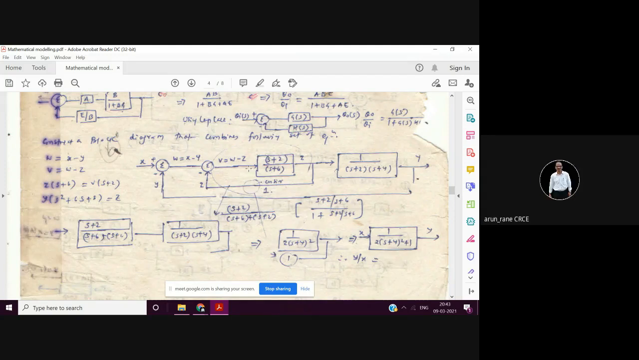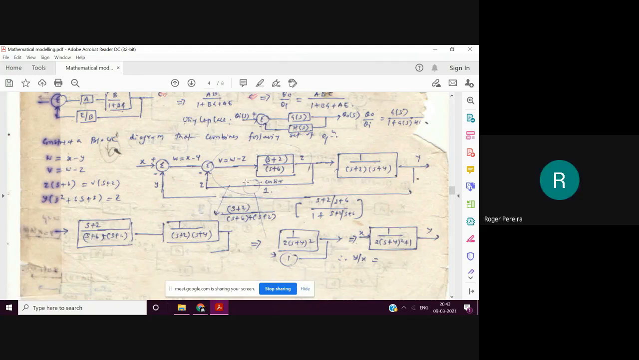Now this and this become in parallel, isn't it? So A upon 1 plus AB, because this is a negative feedback. Correct? So A is s plus 2 upon s plus 6, and B is 1. So s plus 2 upon s plus 6 divided by 1 plus AB.